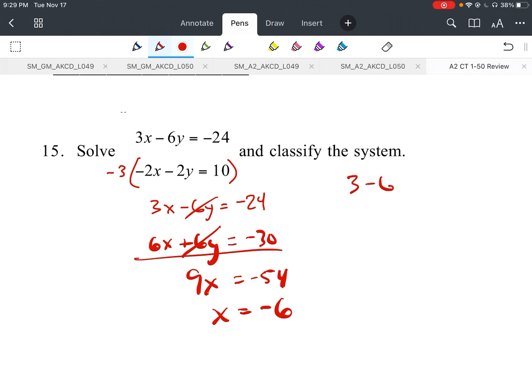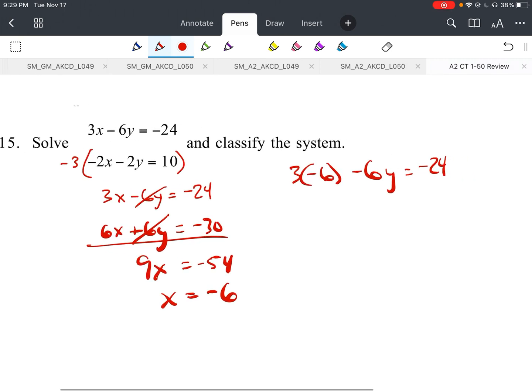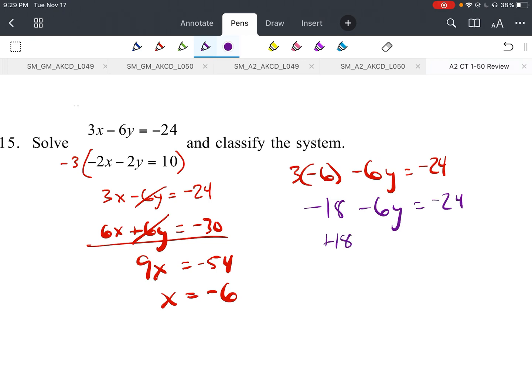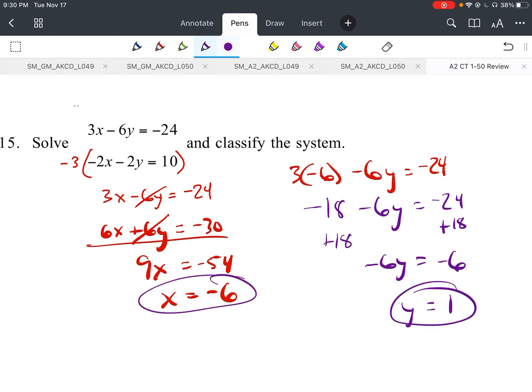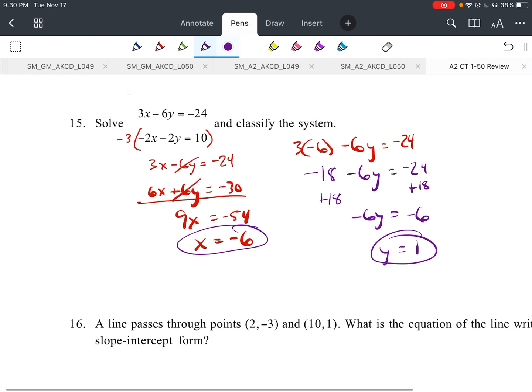So 3 times -6 minus 6y equals -24. Okay, -18 minus 6y equals -24. Add 18, -6y equals -6, and divide by negative, so y is just 1. So x is -6, y is 1, and it doesn't hurt just to plug it back into the other equation to make sure you're right.